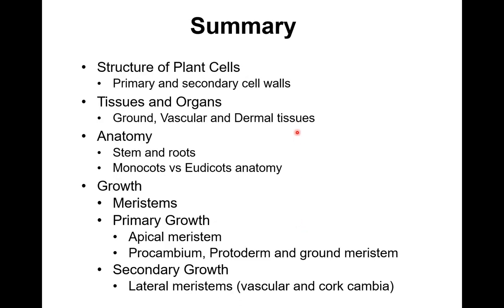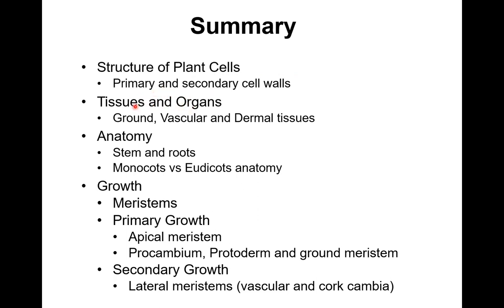So summarizing here, what did we talk about in the first and second part of this lecture? Well, first of all, we went through the structure of the plant cells, and particularly focused on the unique features of the plant cells compared to the animal cells. Particularly, we talked about the structure of the primary and the secondary cell walls. And later on, we also talked about where you find the secondary, this lignin-enriched type of cell wall. Then we talked about the tissues and the organs.